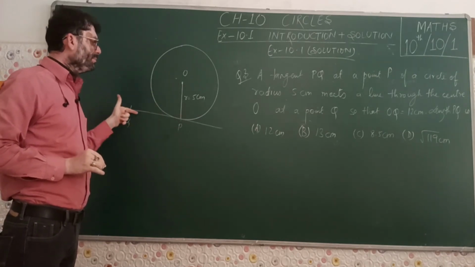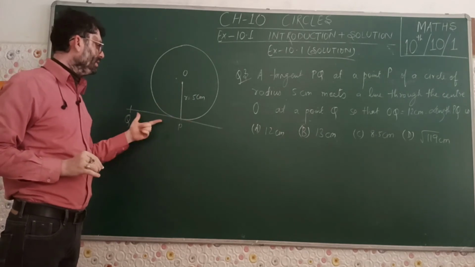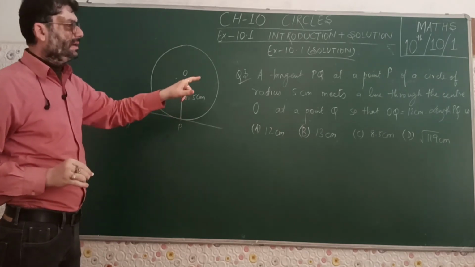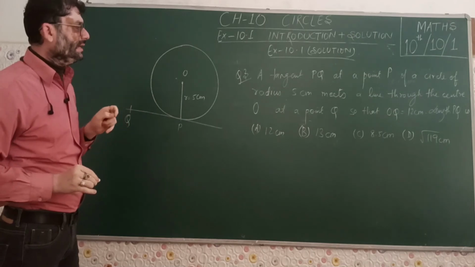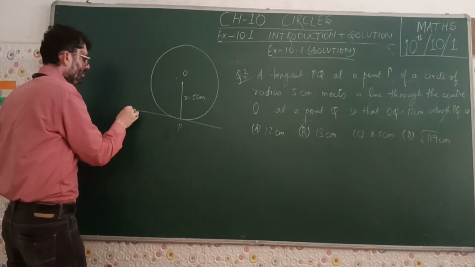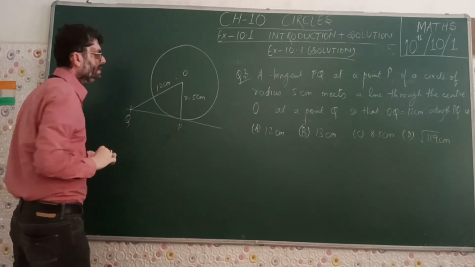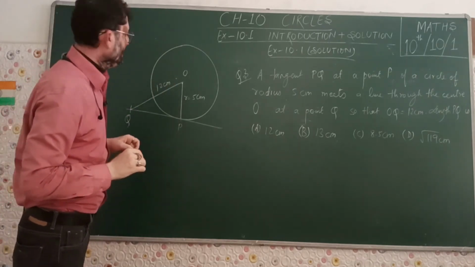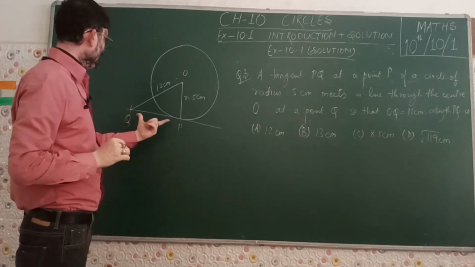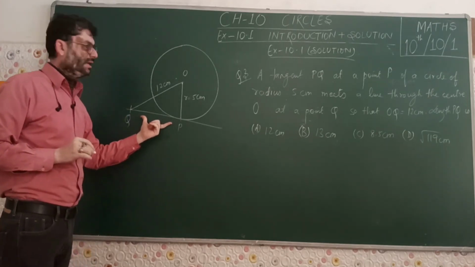This radius meets the tangent, the line PQ, at P such that OQ is 12 centimeters. So from here the distance is 12 centimeters. We need to find the length PQ.